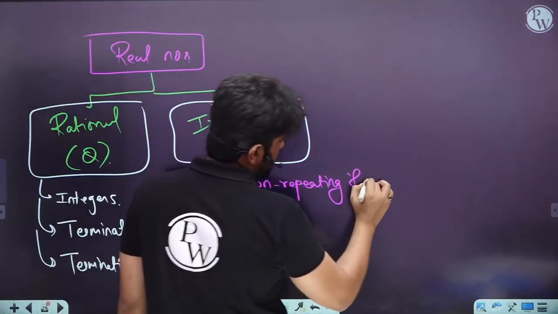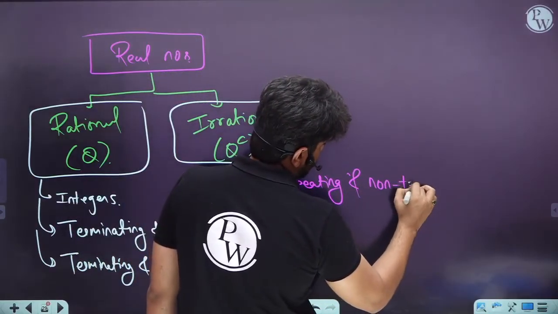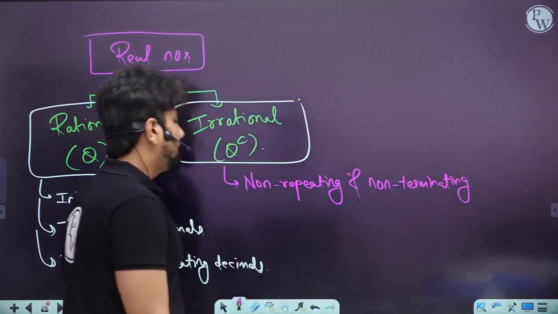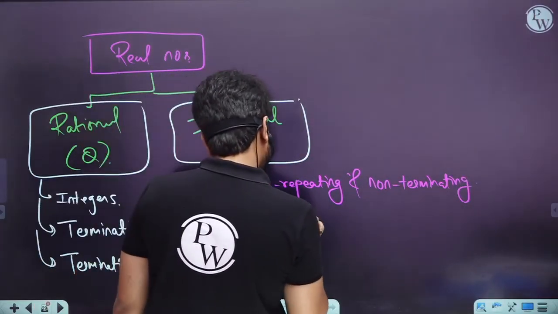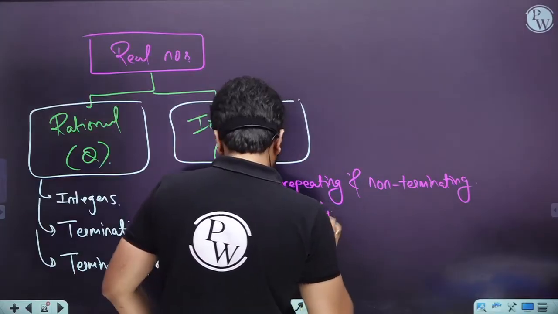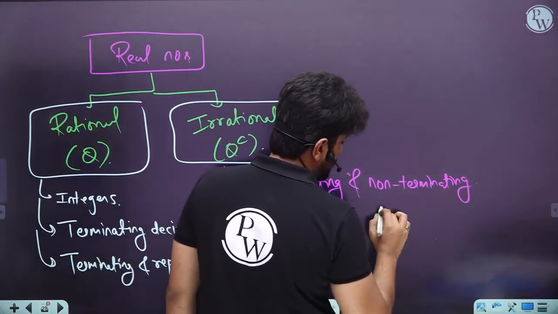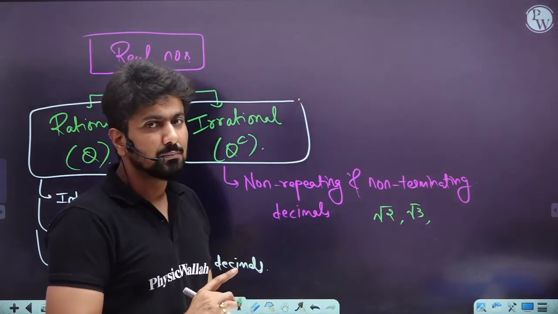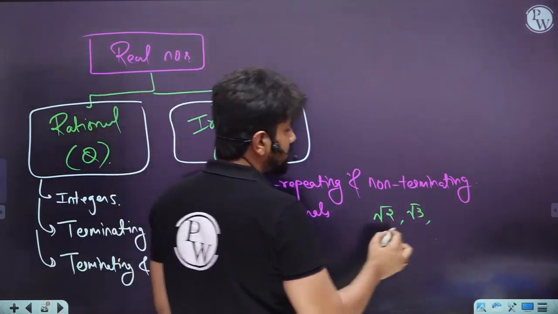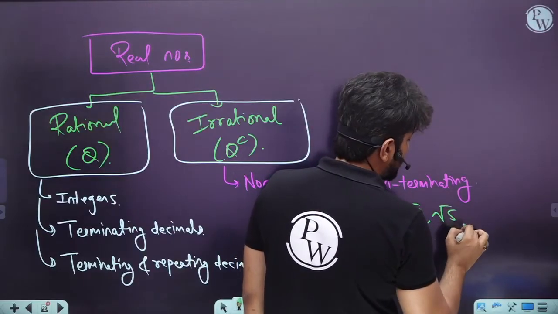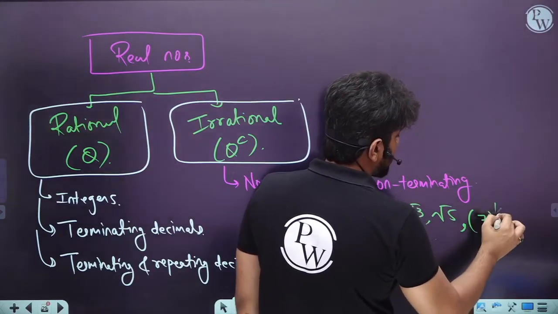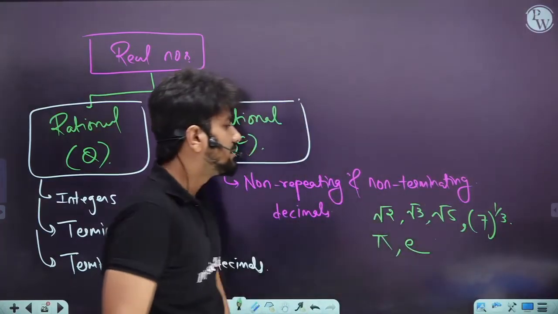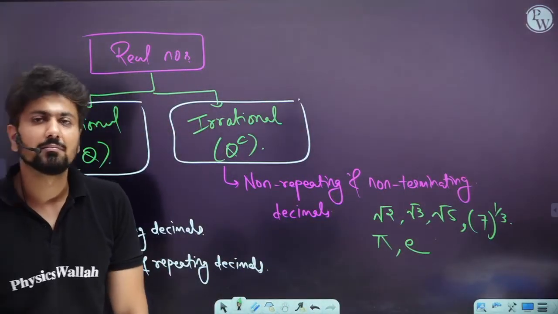and non-terminating decimals, like root 2, like root 3. Root 4 is not an irrational number. Root 4 is equal to 2. That is not an irrational number. Root of 5, or 7 raised to the power 1 by 3, or under root of 7, or pi, basically these are irrational numbers.